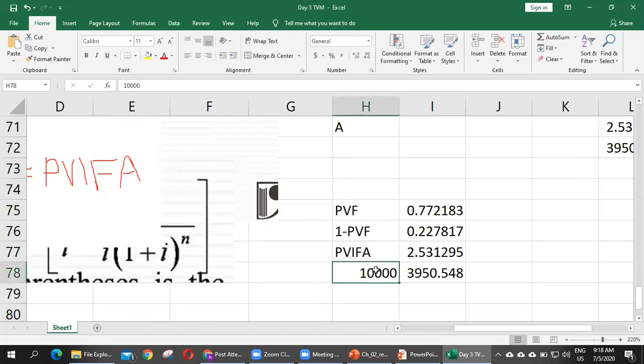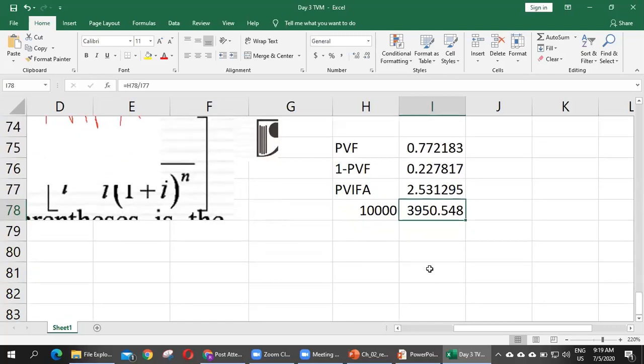Then according to the formula, the loan amount is 10,000, and the present value interest factor annuity is 2.53. So we divide the principal amount 10,000 by the present value interest factor annuity. Then we get the value of 3,950.54. This is the installment. Over the 3 year period we have to pay this amount. Now we will prepare the plan.